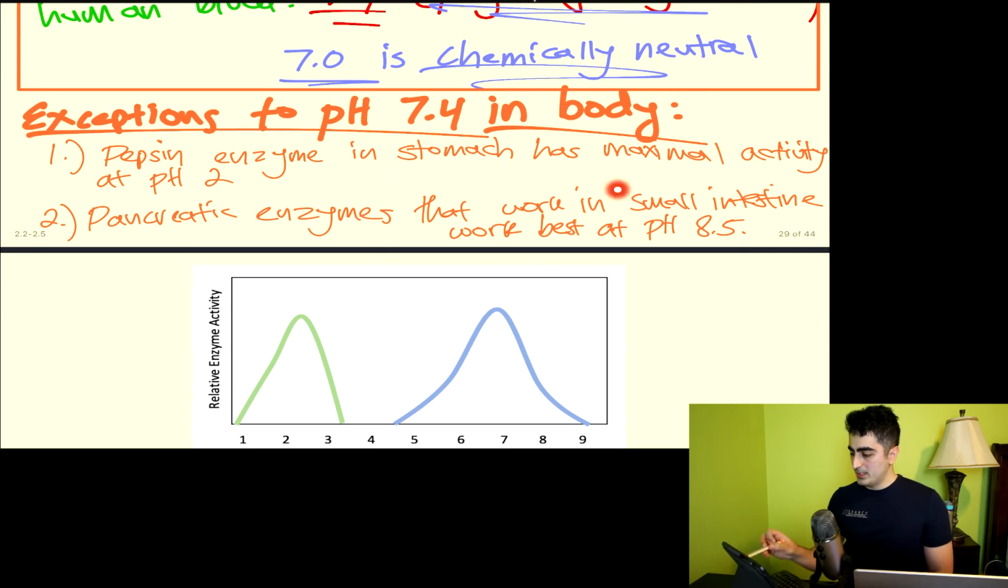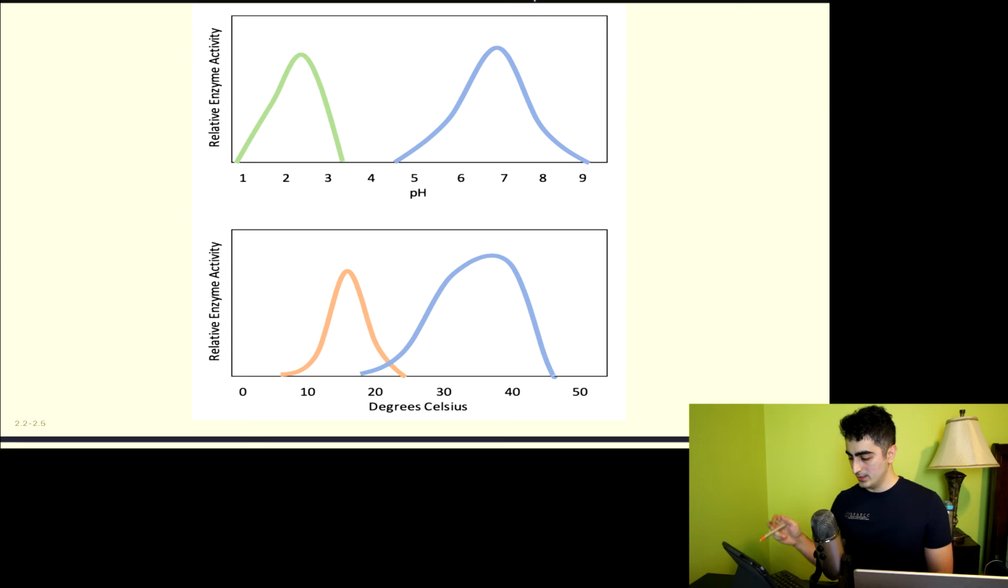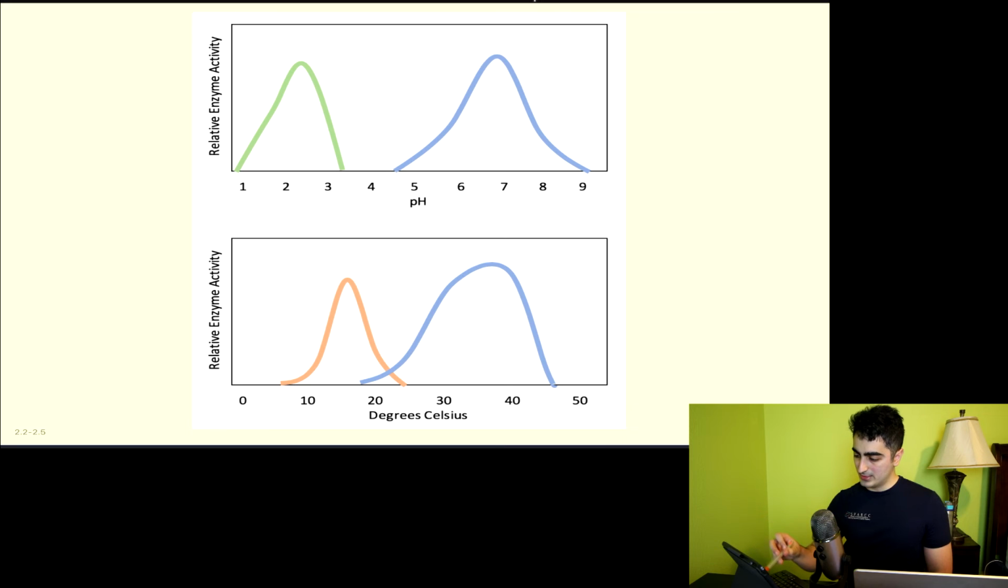So exceptions to pH 7.4 in the body: we have pepsin enzyme in the stomach that has a maximum activity at pH 2. So remember, our stomach is really acidic. The enzymes like pepsin that function in our stomach are going to be functioning optimally at lower, more acidic pHs. We also have pancreatic enzymes that work in the small intestine, at actually more basic conditions, at a pH of 8.5. Here we have relative enzyme activity and pH, relative enzyme activity and temperature.